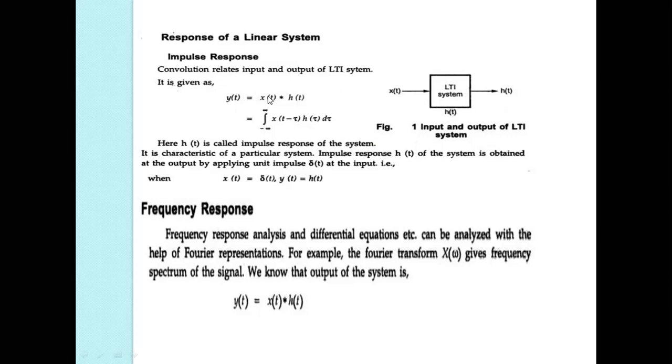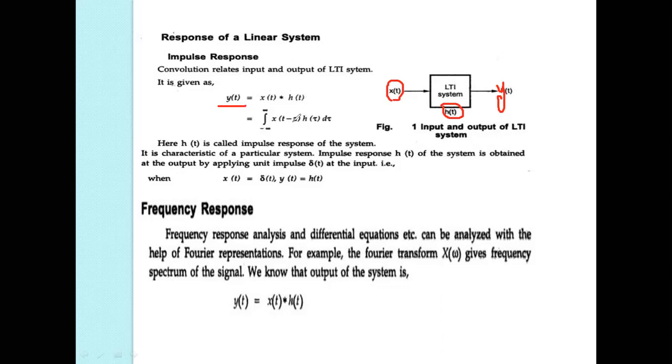It is used as y of t is equal to x of t convolved with h of t, which is the integral from minus infinity to infinity of x of t minus tau, h of tau, d tau. Here h of t is called the impulse response of the system. See here the x of t and here the h of t. Now it is not h of t, my dear students, it is y of t. Something went wrong here. It's a linear time invariant system with h of t and x of t. The response y of t is equal to x of t convolved with h of t. We know the convolution formula, integral from minus infinity to infinity.